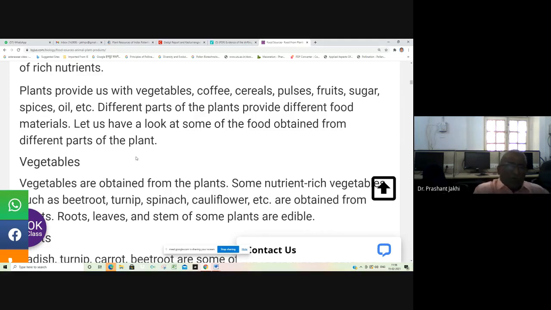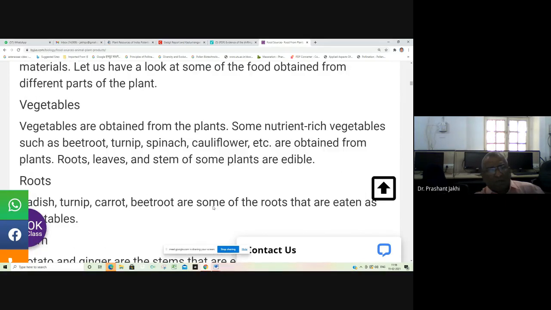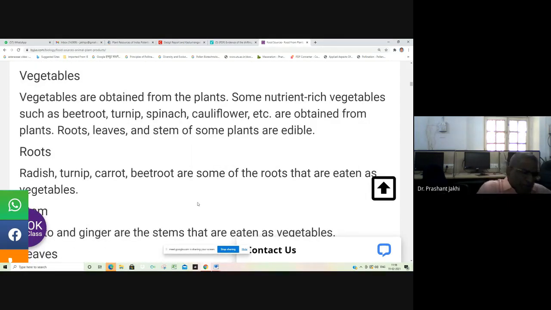For example, vegetables. You can prepare a list of a large number of materials which we can use as vegetables. The largest vegetable source is obtained from cucurbitaceae members, like ridge gourd, pumpkin, snake gourd, many more can be named, or even cruciferous members. These are used for the purpose of vegetables. Some nutrient-rich vegetables such as beetroot, turnip, spinach, cauliflower, etc. are obtained from plants, from parts such as root, leaf, stem, etc.